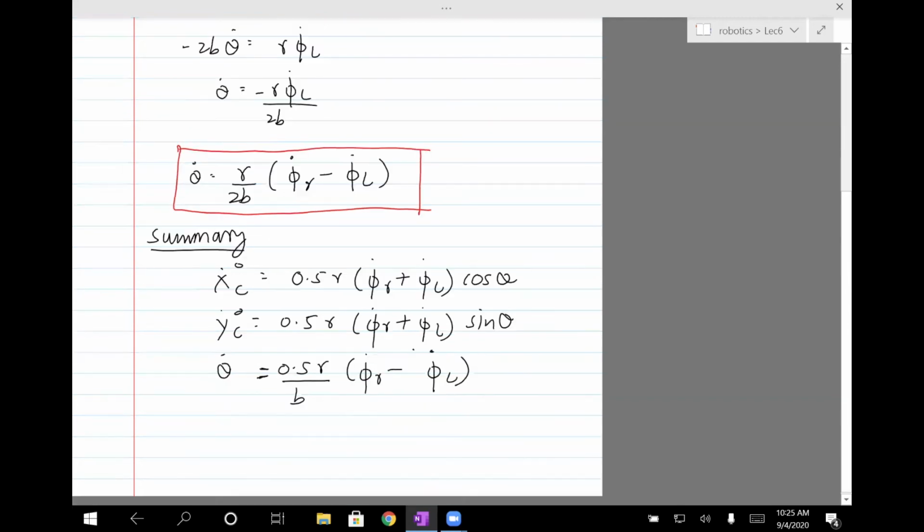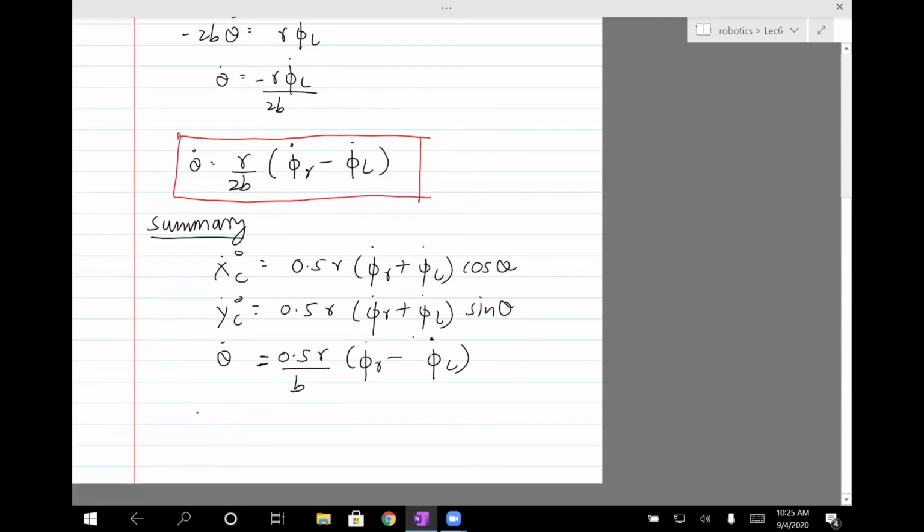Okay, now one simplification, if you read other textbooks, is that they don't really write phi dot r and phi dot L, because that's writing too many things. What people normally do is simplify this expression in the following way. They write v equals 0.5 r times (phi dot r plus phi dot L), and omega equals 0.5 r divided by b times (phi dot r minus phi dot L).